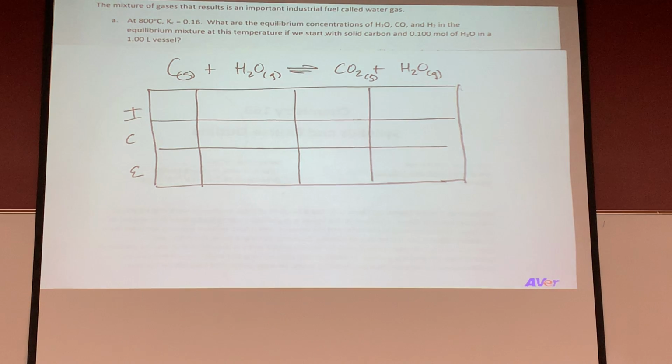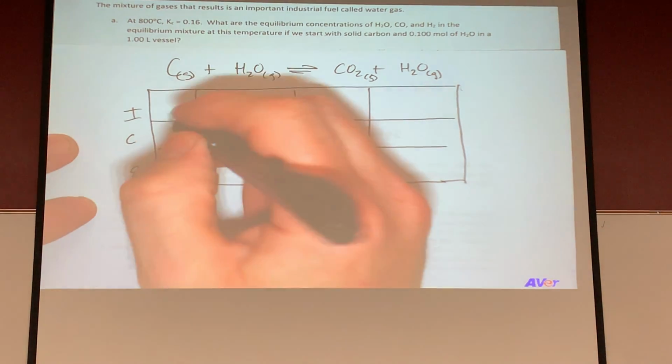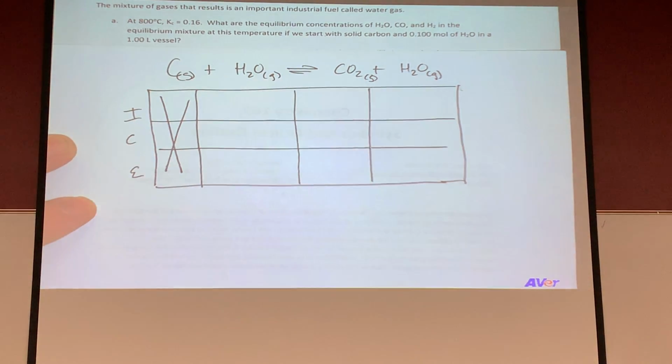I still feel bad. Okay, so the first thing I'd say is that you're never wrong if you build an ICE box for any equilibrium problems. You may not always need the entire ICE table to solve the problem, but it's never a bad idea to build it. Next, anything that's a solid or a liquid you don't include in any of the calculations. They're not involved.